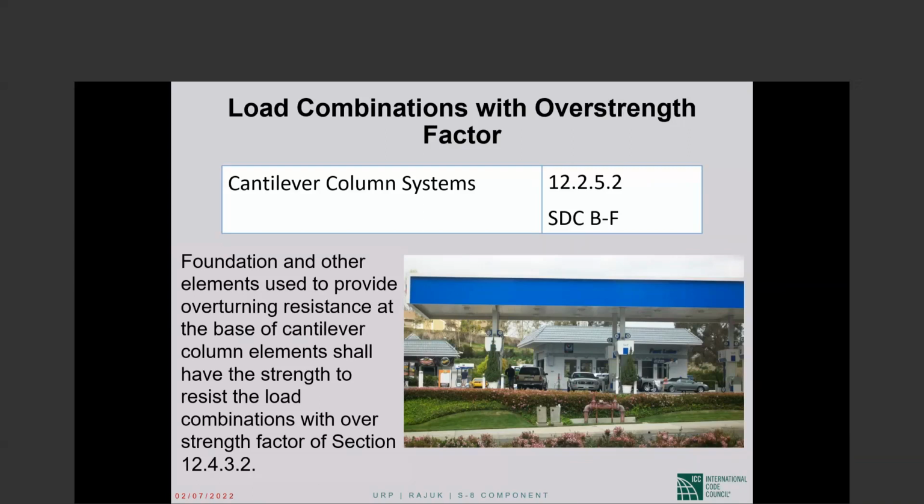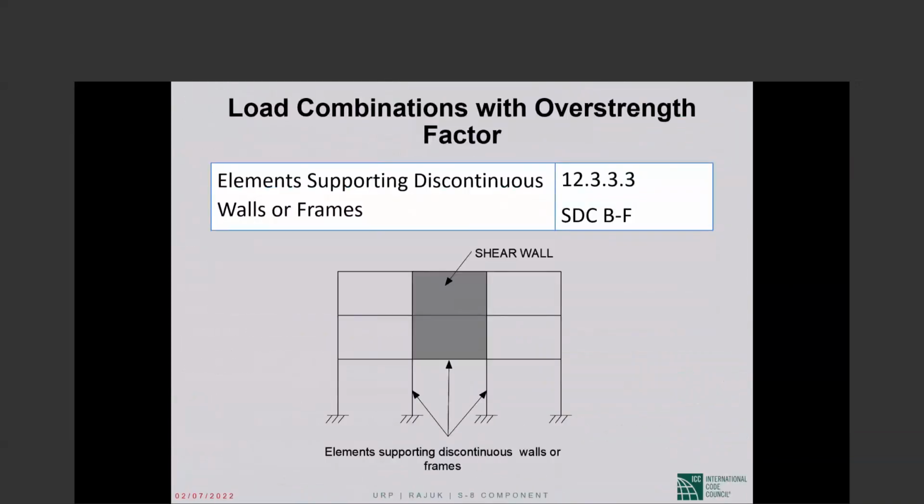The entire seismic resistance comes from the connection of the column to the foundation. And so that foundation and other elements used to provide overturning resistance must be designed using the load combination with overstrength factor. This particular requirement is not in BNBC, probably because you do not use this system, at least not much.